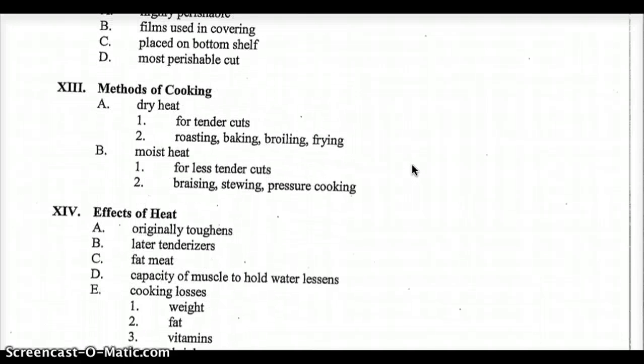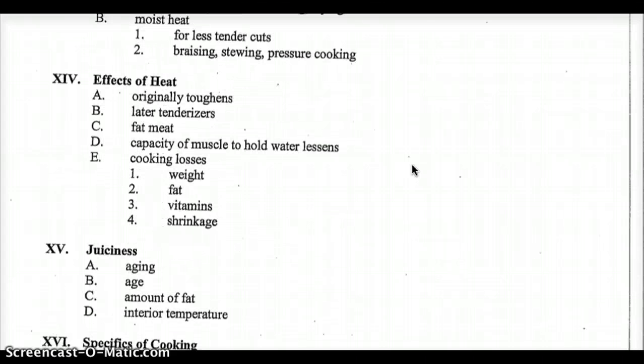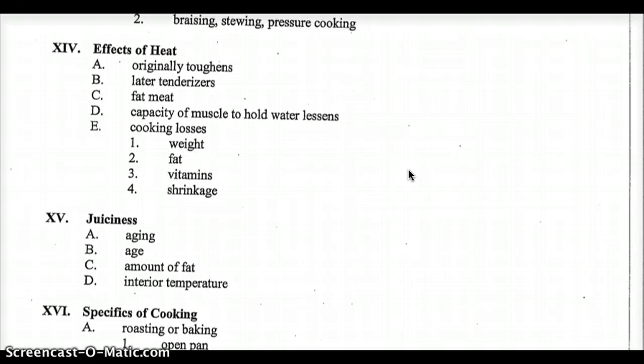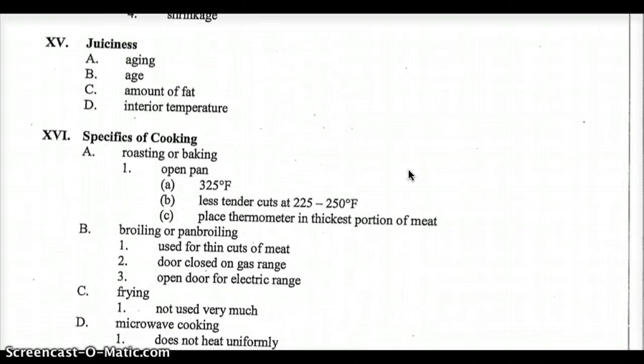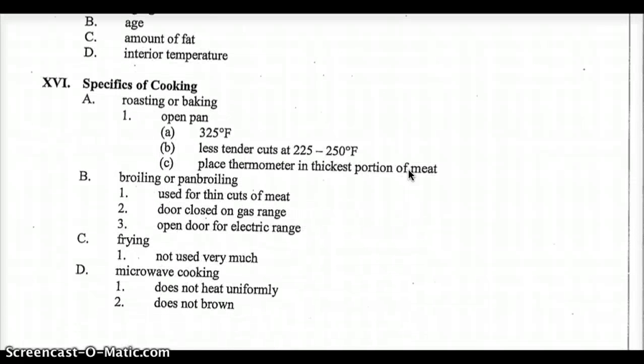Oh, the best thing for that, try drawing out a diagram of an animal, separate into its cuts, and then break it apart from there and tell if it's either dry heat or moist heat, and then below that, roasting, baking, boiling, frying, or braising, stewing, pressure cooking. Effects of heat: originally toughens, later tenderizes, fat meat, capacity of muscle to hold water lessens, cooking losses, weight, fat, vitamins, shrinkage, juiciness, aging, age, amount of fat, interior temperature, specifics of cooking.